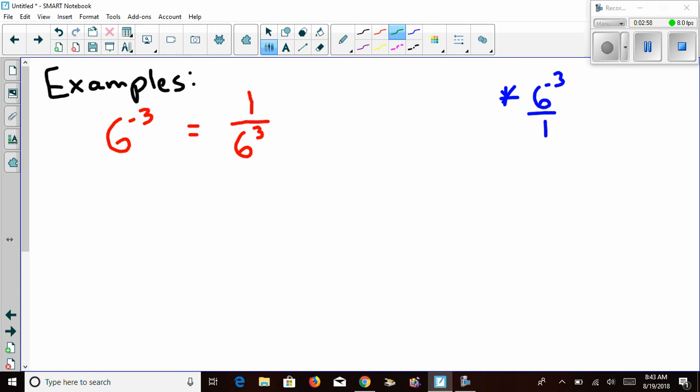Here's another example of that. A to the negative 5. I'm going to flip it underneath and turn it positive.